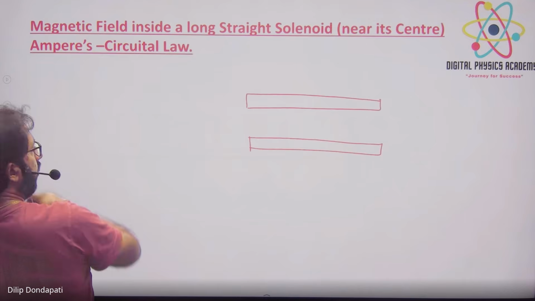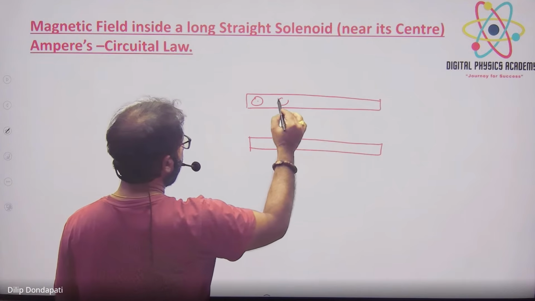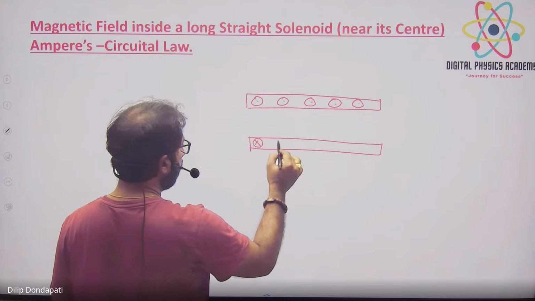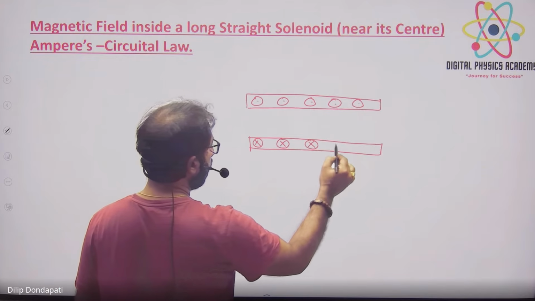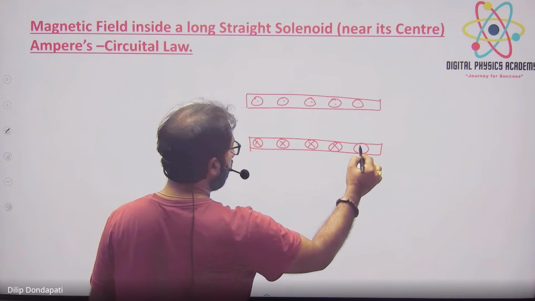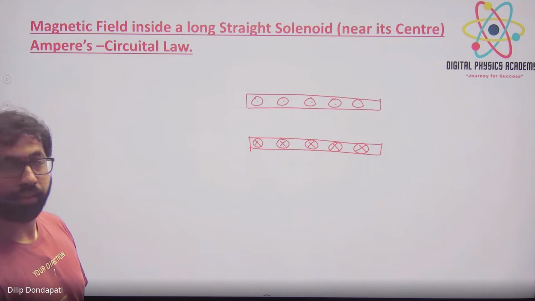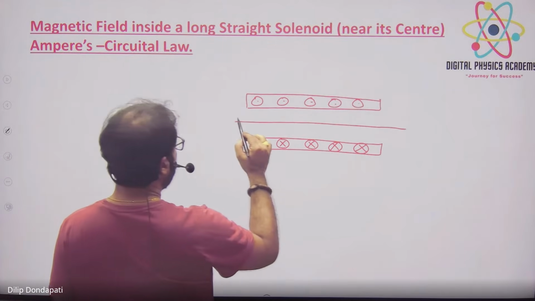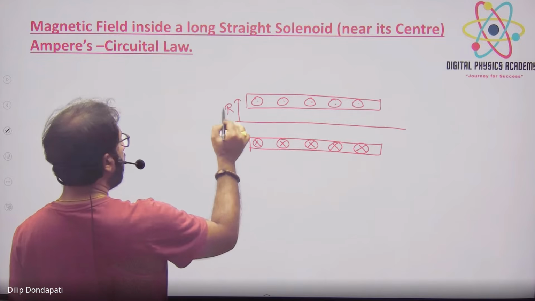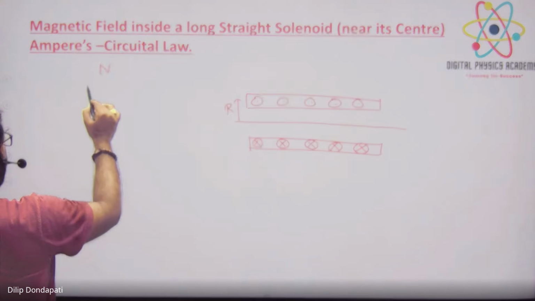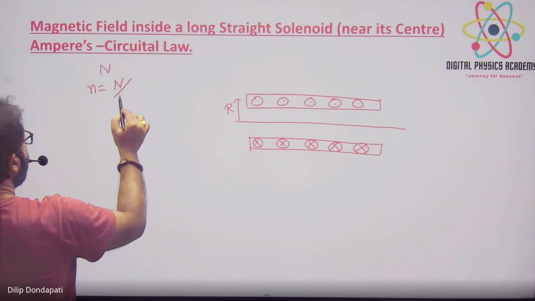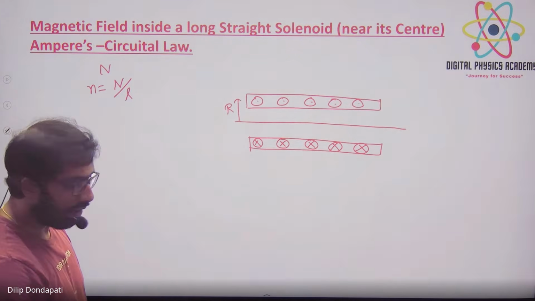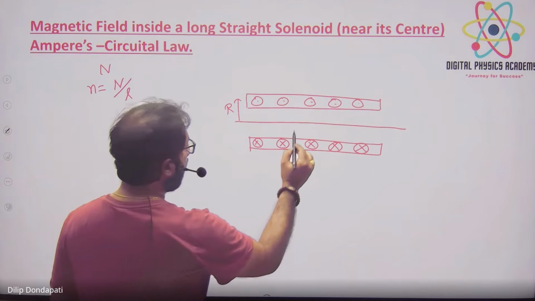So this is dot. This is cross. And this is an ideal solenoid. Its radius is r, this is the axis. Number of turns per unit length is small n. I want to find the magnetic field along the axis at point P.